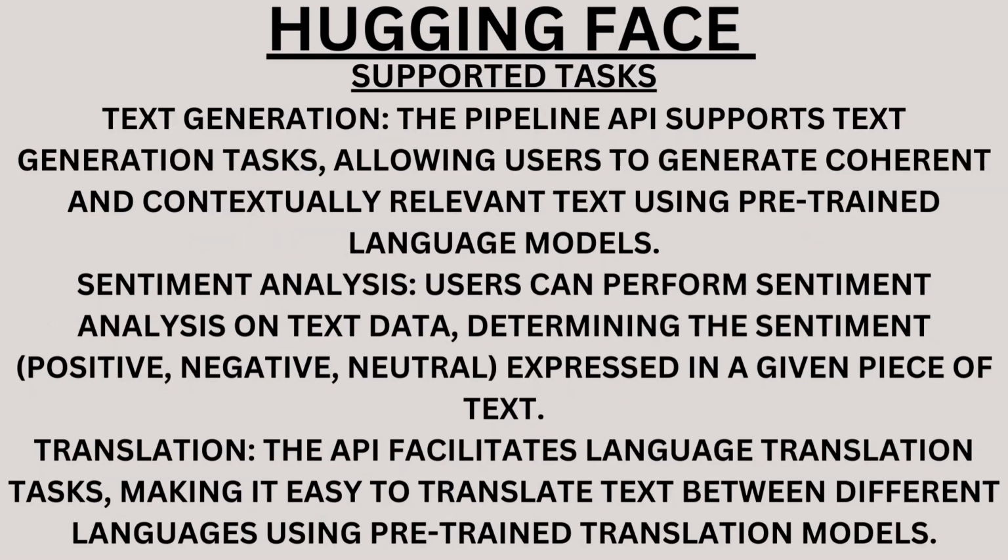Supported tasks. Text generation. The Pipeline API supports text generation tasks, allowing users to generate coherent and contextually relevant text using pre-trained language models. Sentiment analysis. Users can perform sentiment analysis on text data, determining the sentiment (positive, negative, neutral) expressed in a given piece of text. Translation. The API facilitates language translation tasks, making it easy to translate text between different languages using pre-trained translation models.